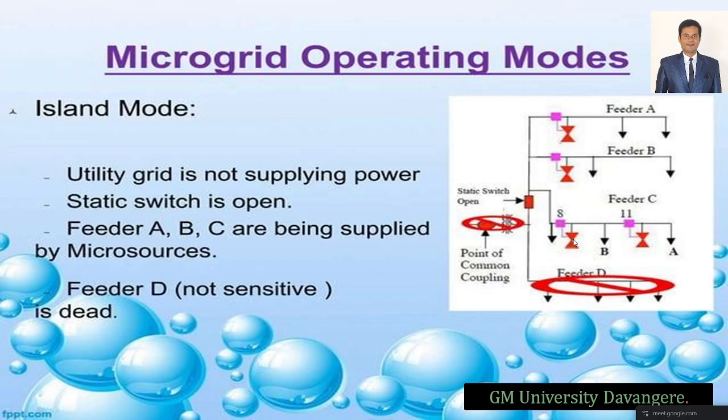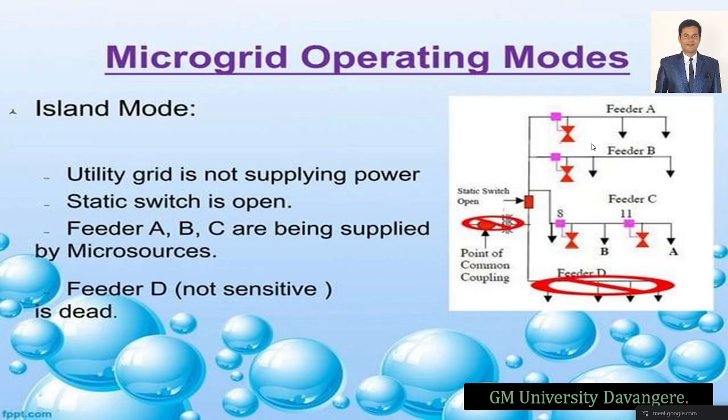So this is how it actually looks. Here you can see the utility grid is not supplying the power, and the static switch is open. You can see there is a static switch when the utility grid is not supplying power. Look at what happens to this coupler when it gets disconnected. This grid will try to operate, because the feeders are connected to your generating sites. Feeders A, B, C, these 3 feeders are being supplied by the micro source.